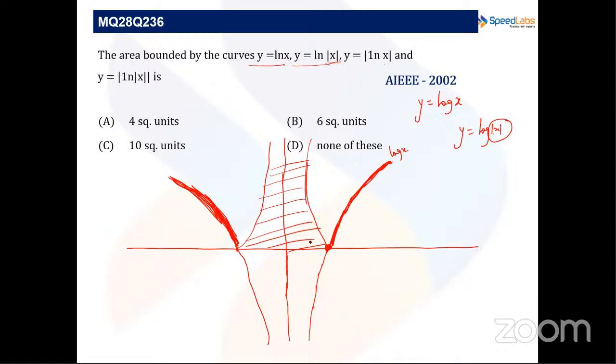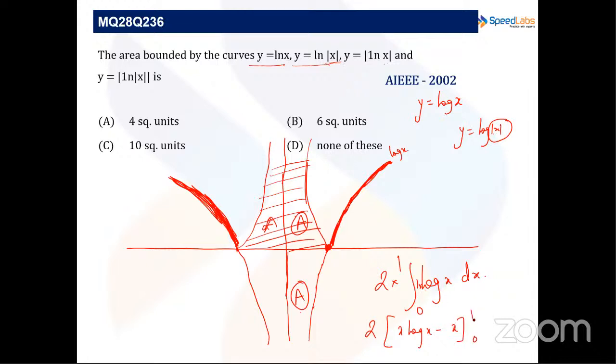So we have to just do the basic integration of 0 to 1 log x dx. See, this area and this area will be magnitude wise the same, and we have to find this area, which is 2 times this area. So this is 2 times the integration from 0 to 1 of log x dx. So this will be 2, 1 into log x, so integrating it by parts, it will be x log x minus x and limit 0 to 1.